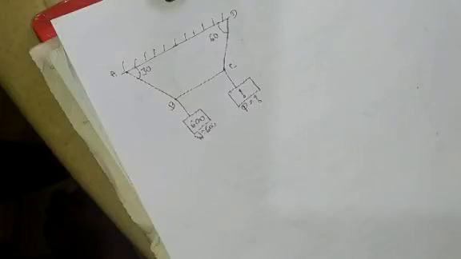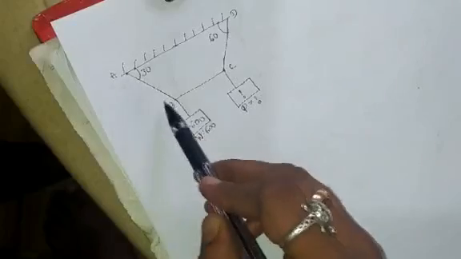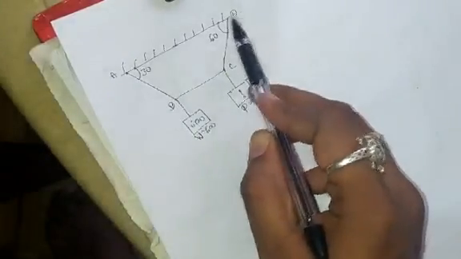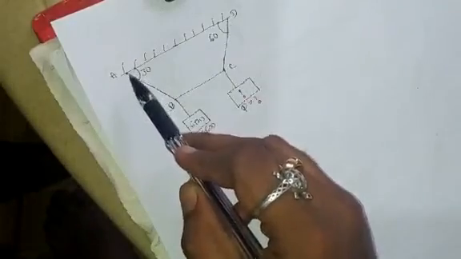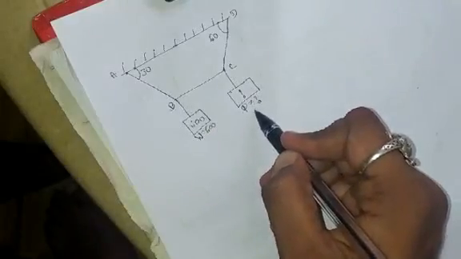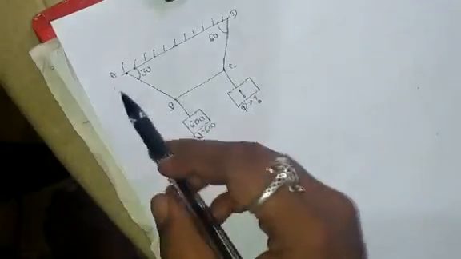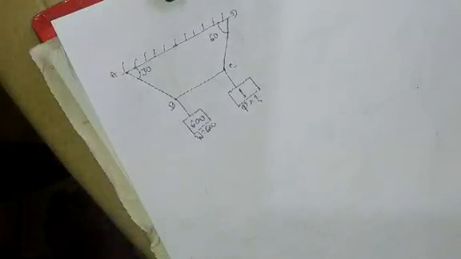Okay, students. So now we are solving the next problem. So here you can see it is a string A, B, C, D. A and D are tied to a wall. Now we need to find here the load at this point. What is the load at this point? And the tensions in the strings AB, BC and CD.